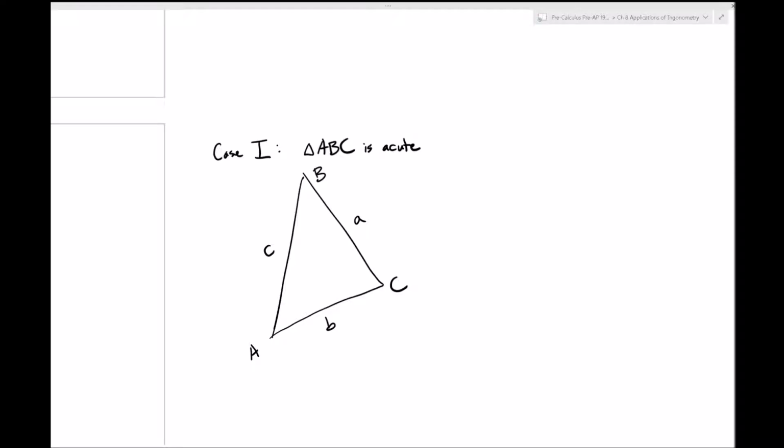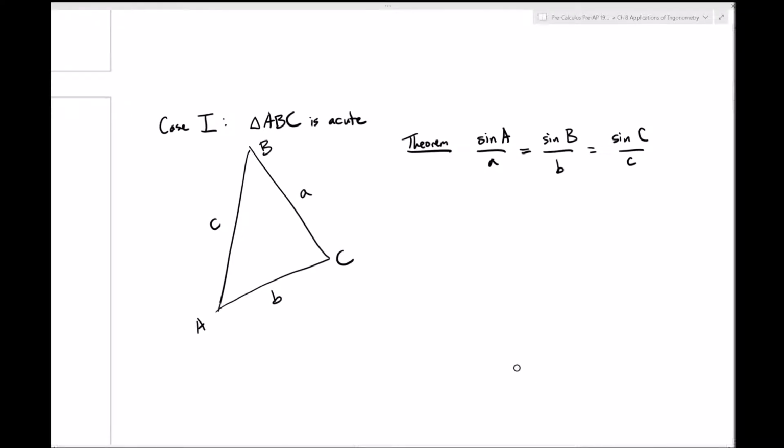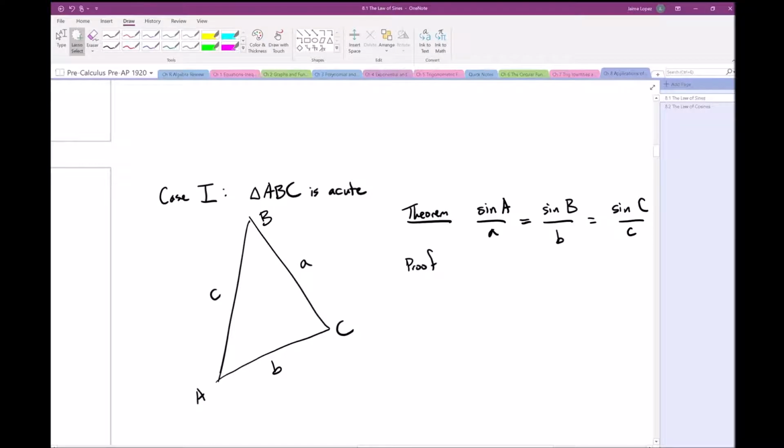So we're trying to prove the theorem: for that triangle, sine of big A divided by little a, it's a ratio, is equal to sine of big B divided by little b, and that's also equal to sine of big C divided by little c. Proof. What I'm going to do is copy and paste this triangle because I'm going to need to draw it a second time.